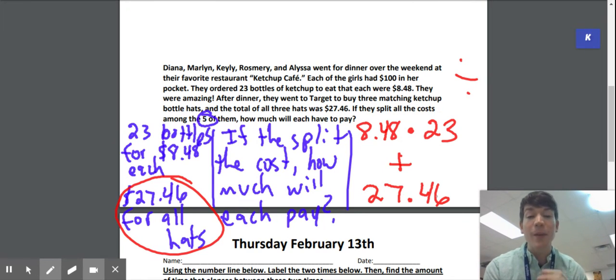Once you know how much they spent in total, we're trying to figure out how much they spent each. So we are splitting that cost among five people. So think about what step is going to come last there if we're splitting up that total cost. And I think you guys can do that.